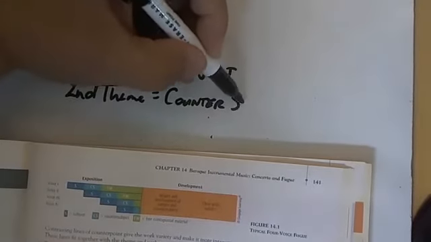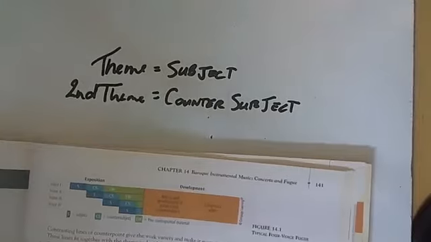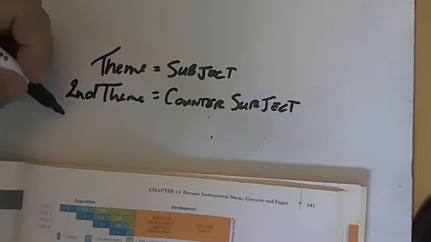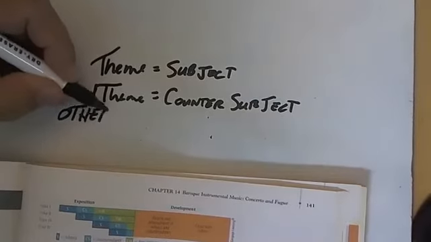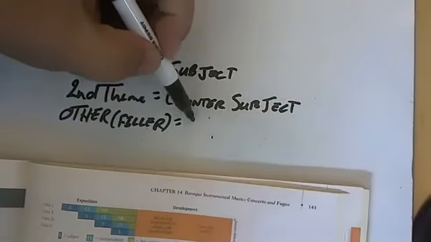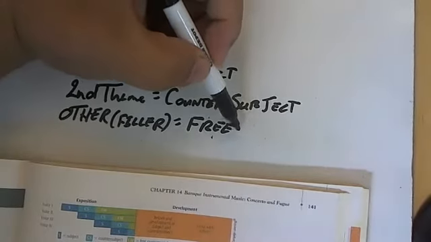Subject or the second subject that's playing off against there. And then after that, we have material that's neither a theme nor a counter theme. It's like other material, okay? I'm going to call it filler in a way. Its job is to be there, but it doesn't have enough stuff to call it a new theme or counter subject. This is called free material, or free contrapuntal material.